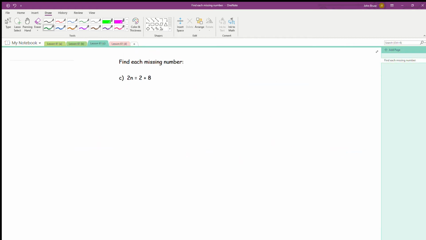Okay, we're going to go to C. This one here says find each missing number. Okay, so this one here is kind of fun. It's like a little puzzle. I'm going to start by writing the problem again so I can work with it. So we've got 2 times n equals 2 plus 8. The first thing I want to do is make this a little simpler. So I'm going to combine 2 plus 8 by adding them together.